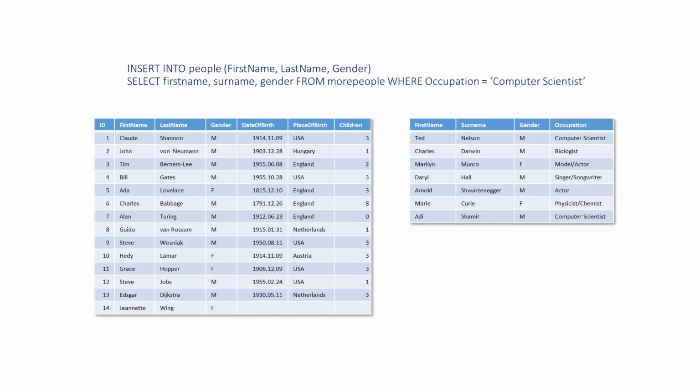In this example, we have a second table called More People. Instead of a values clause, this insert statement incorporates a select statement to copy some of the columns of the records from one table to another. As before, the auto-increment property of the ID column is taking care of the IDs.